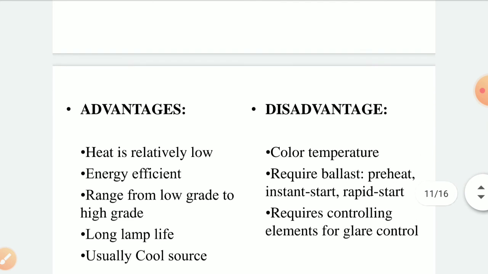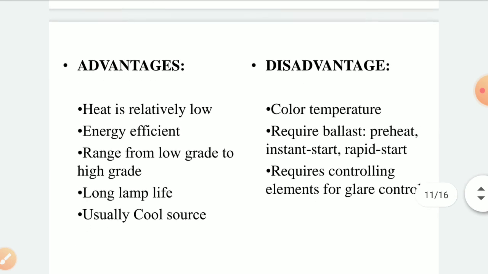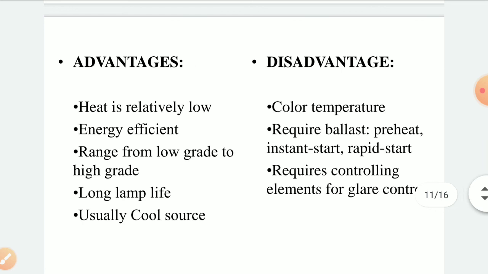If you're talking about the advantages and disadvantages of fluorescent lamps, let me talk about the advantages first. The heat is relatively low here, whereas incandescent lamps radiate a bit higher heat. Then energy efficiency: they consume less energy compared to the incandescent lamp. Then the range of lamps produced in the case of fluorescent ranges from low grade to high grade.